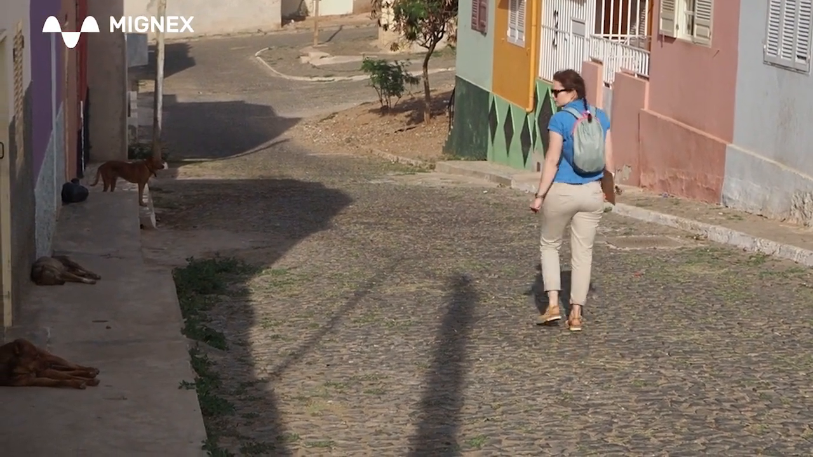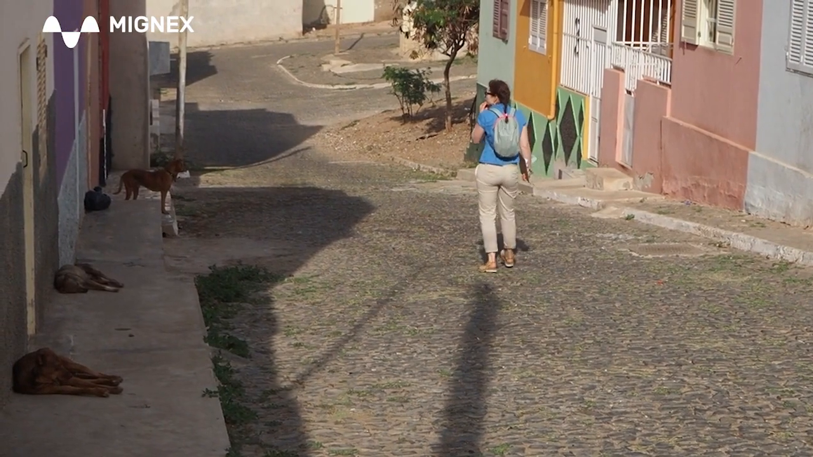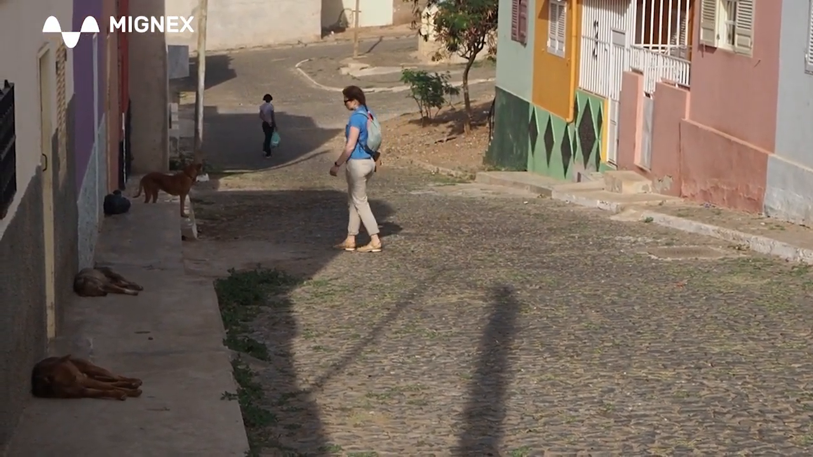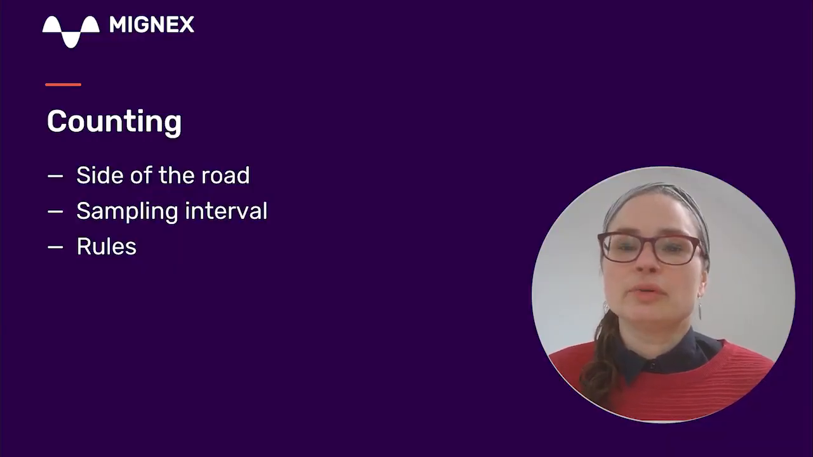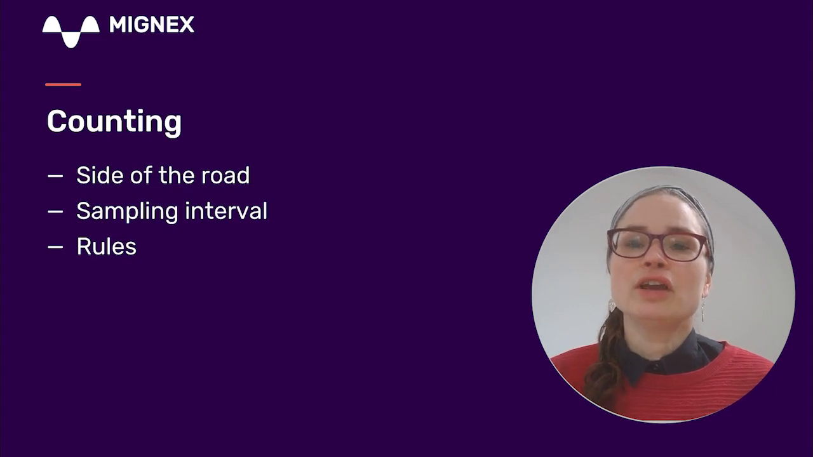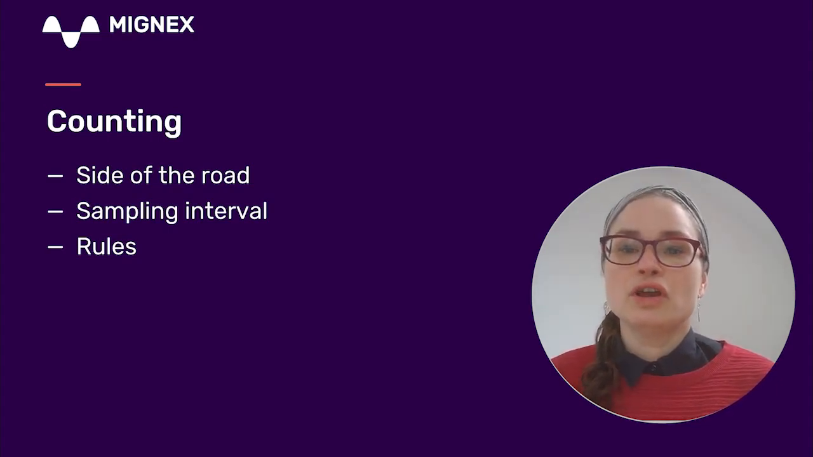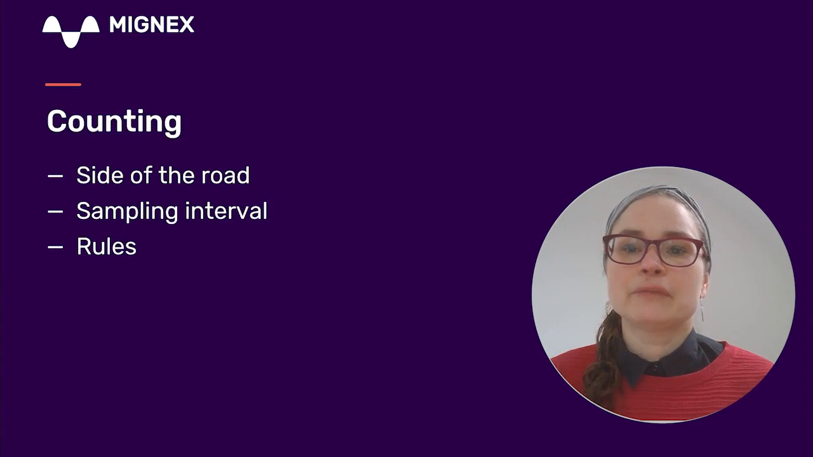So now you've learned how to determine the route of a random walk. Now you'll learn how to count the houses alongside the route in order to find out which ones should be approached to be interviewed. There are a few important principles here. First, each enumerator is only allocated one side of the road. So each enumerator counts only on the left-hand side or only on the right-hand side.